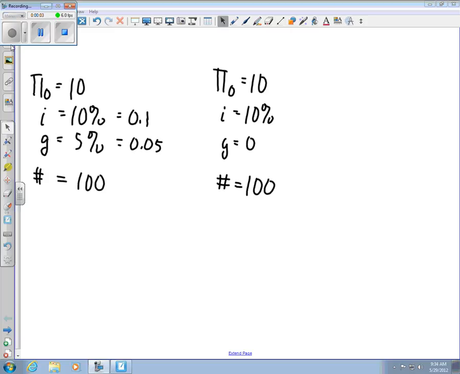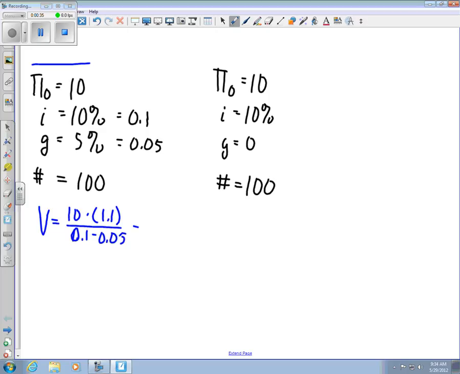Okay, so let's look at the value of a firm. What we have is, in the first case, the blue case, profits at time 0 are 10, the interest rate is 10%, and the growth rate expected across time is 5%. Then the value of the firm is simply 10 times 1.1 divided by 0.1 minus 0.05, and this comes out to 220. So the value of the firm is 220.